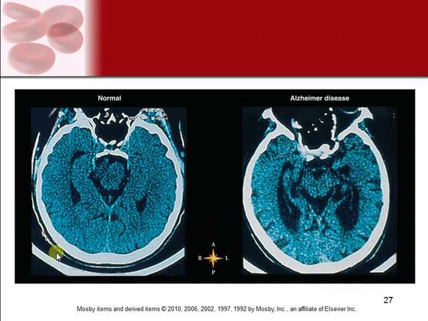So this is just a scan of somebody's brain. You can see the normal functioning brain, and then here you can see Alzheimer's and how much brain matter has actually been lost. So their brain's much smaller after Alzheimer's has affected them.